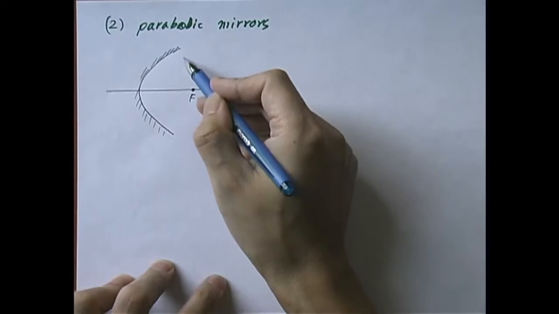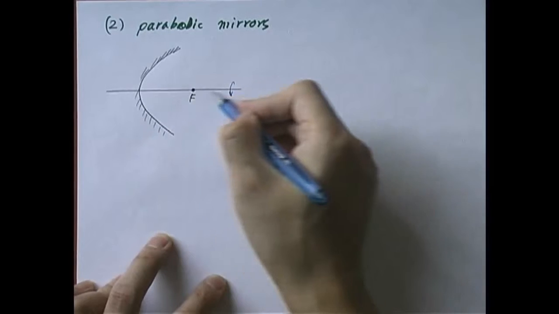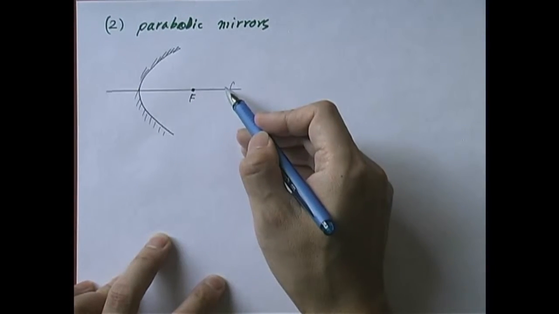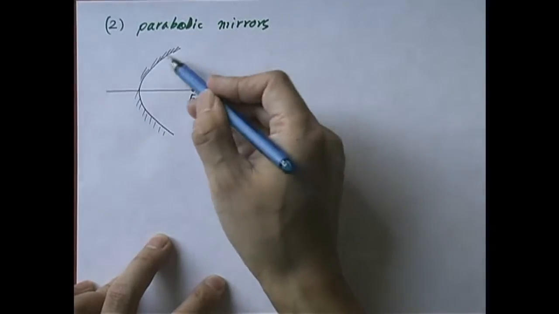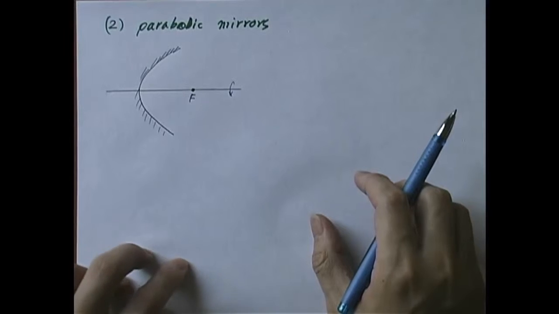Okay? Now, you take that parabola, right? And you spin it about its axis. This is the vertex, that's the focal point. You spin about this axis. What you get would be a three-dimensional surface, okay? A three-dimensional surface. That is called a parabolic mirror.